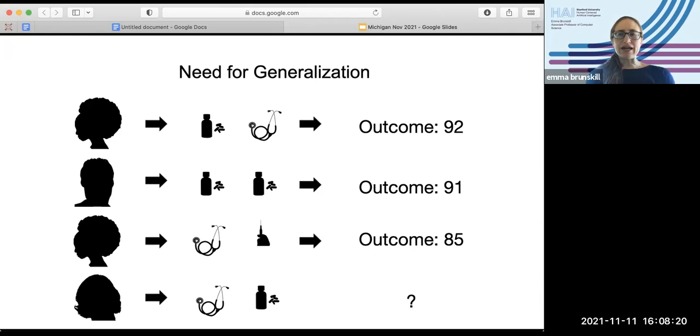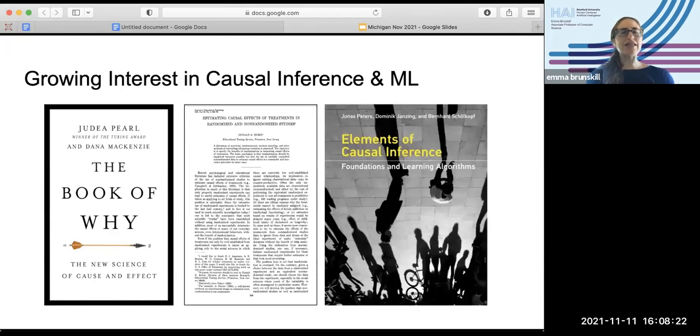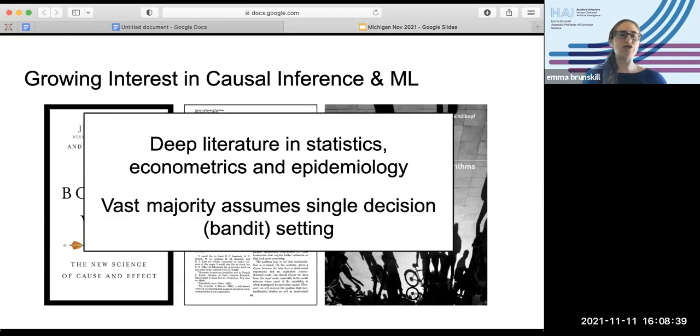Now, I just want to highlight that I think this is really at the intersection of causal or counterfactual reasoning and machine learning. And there's been growing interest and excitement over this area, particularly even in the predictive modeling case when we want to be able to make more robust estimation. And there's a really deep literature in things like statistics, econometrics, epidemiology and public health.